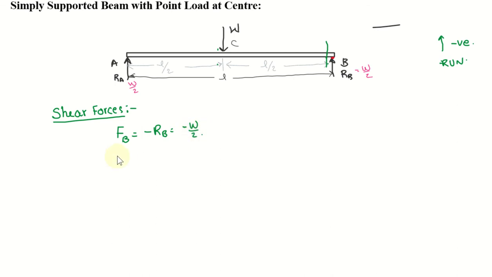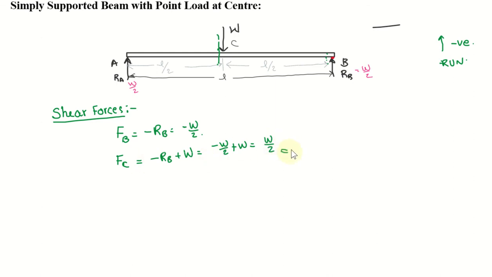Now we have to consider what is the shear force at C. Shear force is nothing but the algebraic sum of forces right or left to the section. So now my section is shifted there, and this RB, we have one force minus RB. Up to here we have another downward force. So upward force is negative, downward force is positive. So minus W by 2 plus W. So we have plus W by 2.